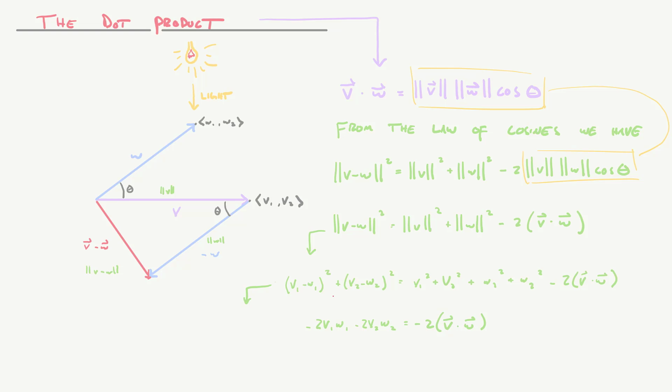Okay, so all of those things cancel, and you're just left with negative 2v1w1 minus 2v2w2 is equal to negative 2 times the dot product between v and w. Well, now just divide everything by negative 2, and you're done. Right, that's it.